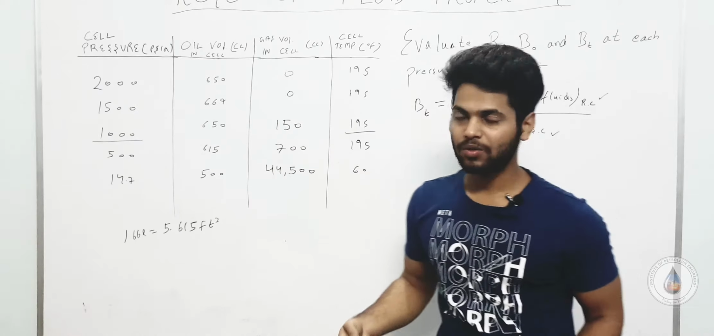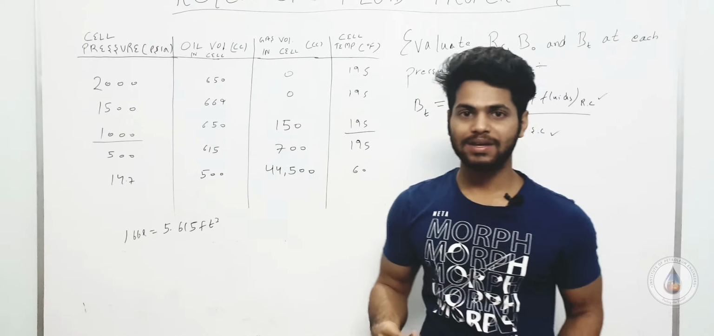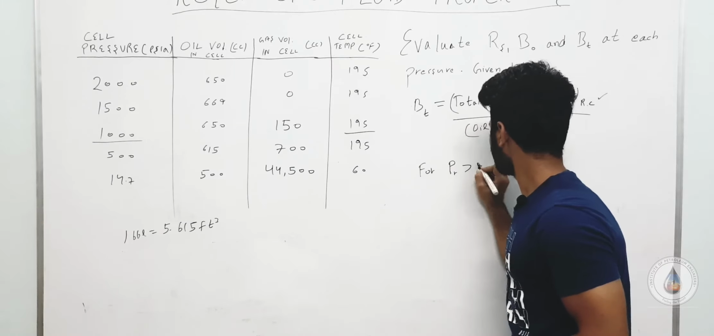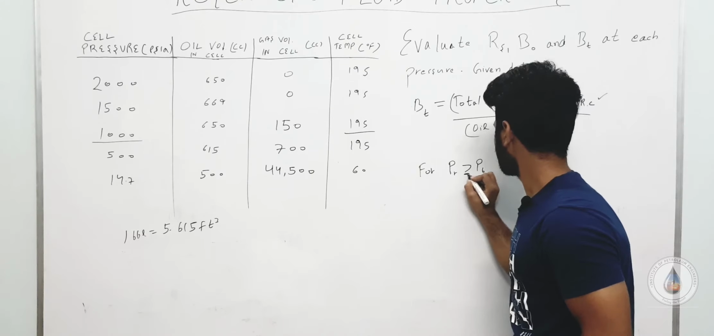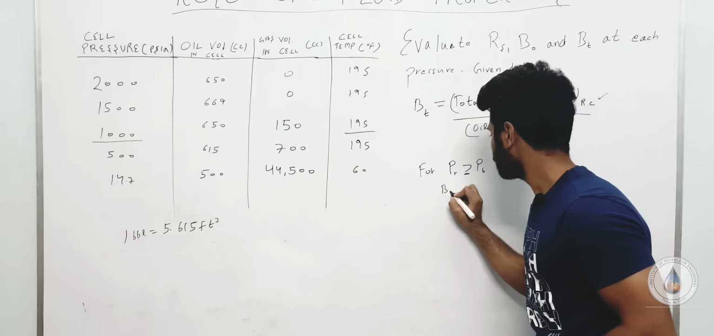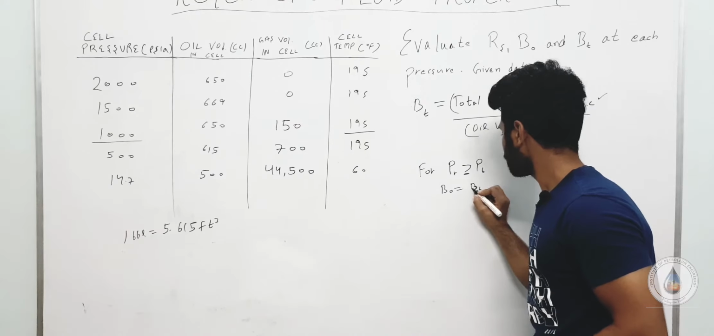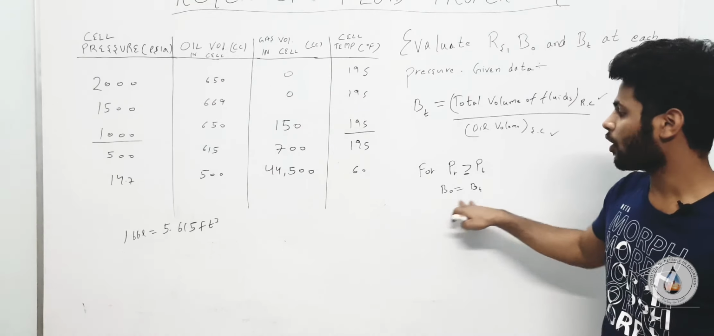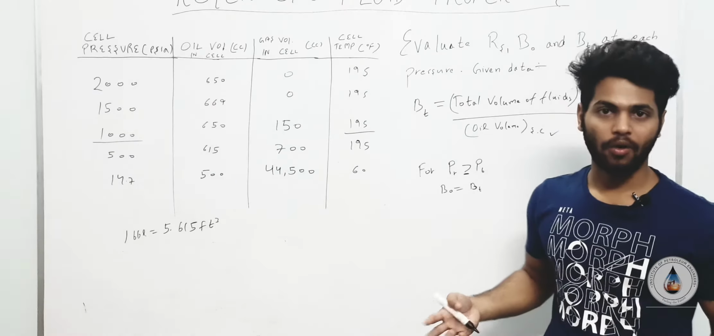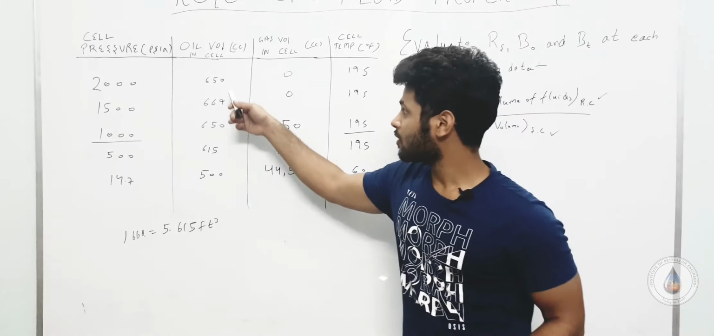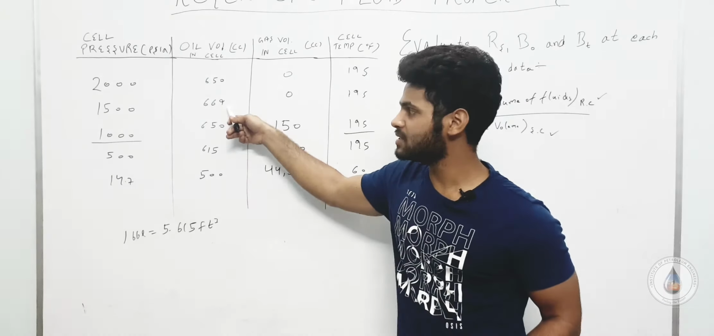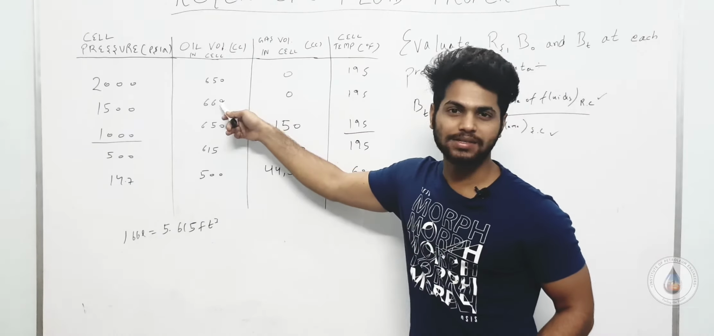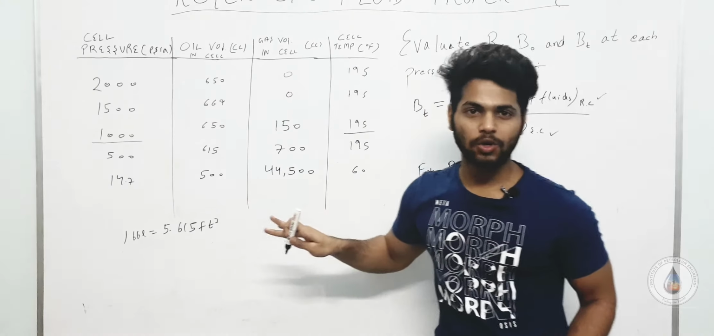So if you can see the total volume of fluid, at this particular pressure only oil is present. And we know that for pressure greater than or equal to the bubble point pressure, my B naught is equal to the total formation volume factor, because no gas has evolved from the system. So basically the amount of oil is equal to the total volume of fluids present. So for these values, the B naught which I calculated as 1.3 will be equal to my Bt.